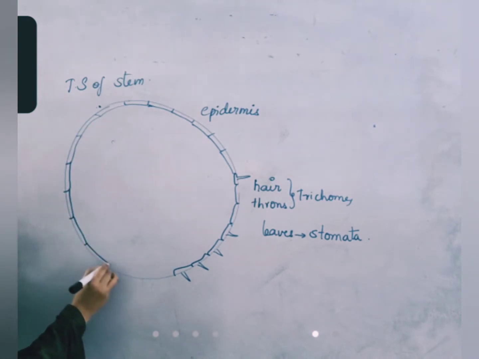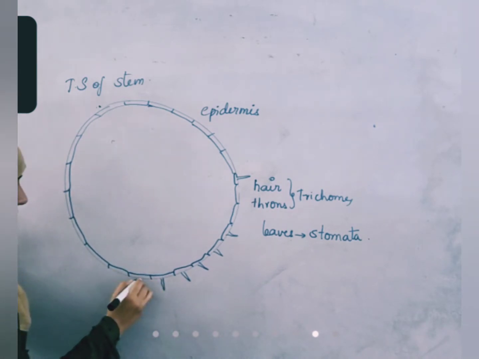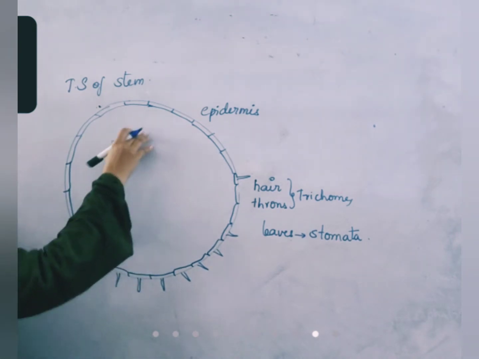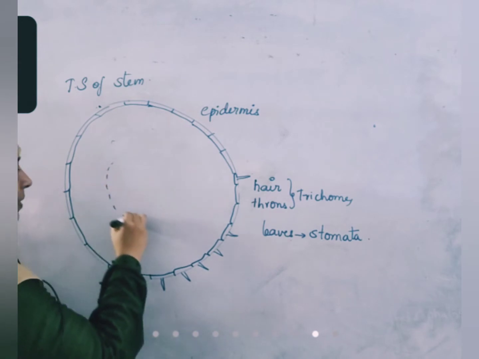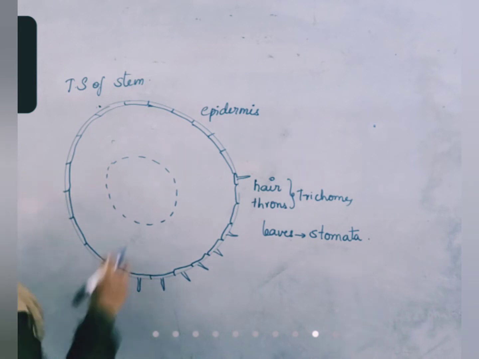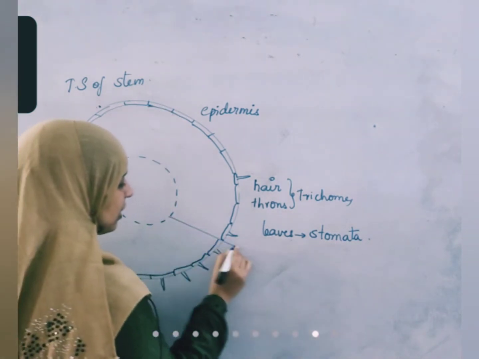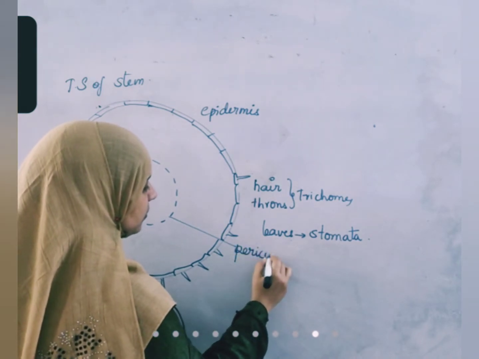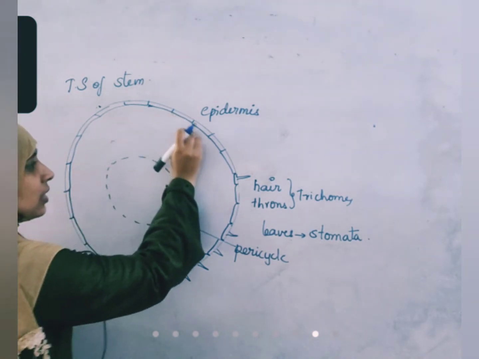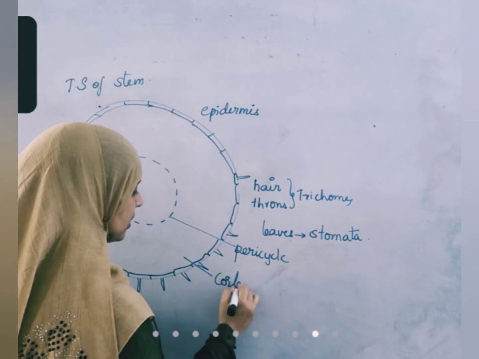Below this epidermal layer, cortex will start. Cortex will start from below the epidermis and extend to the pericycle. Pericycle is present towards the center of the stem. When we draw, I'll show you. This cortical layer is from here to here. This is pericycle. From pericycle to the epidermis, the middle layer is called cortex.